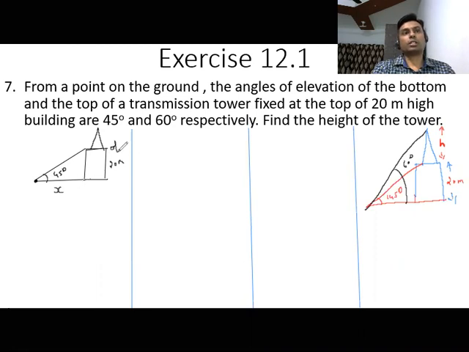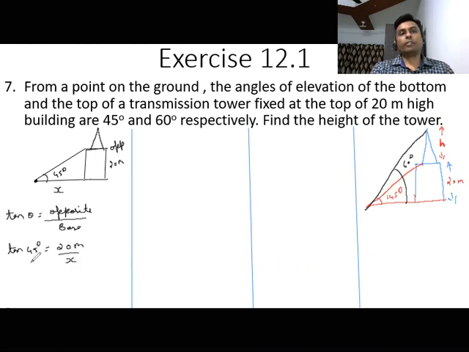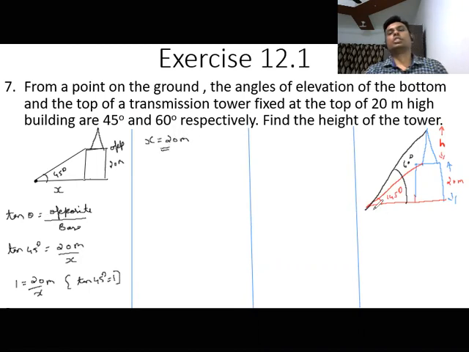This is the opposite. Now, which trigonometric function relates opposite and base? Tan. So I can write tan theta is equal to opposite by base. Now, what is tan theta here? It's 45 degrees. So tan 45 degrees is equal to 20 meters by x. Now tan 45 is 1. So 1 is equal to 20 meters by x. Remember that tan 45 degrees is equal to 1. Cross multiply, I got x. x is 20 meters. So the distance between the person and the tower is 20 meters.